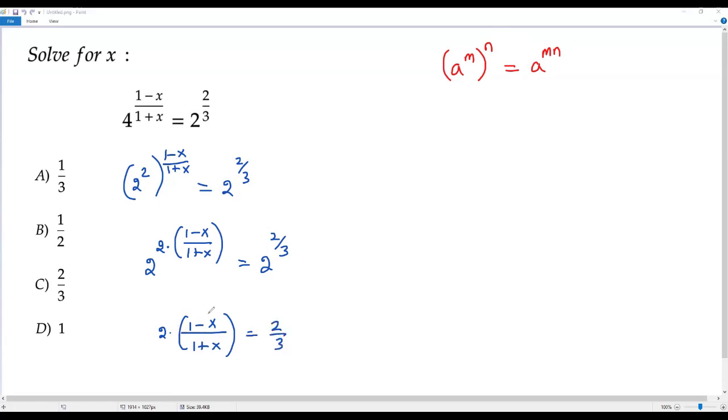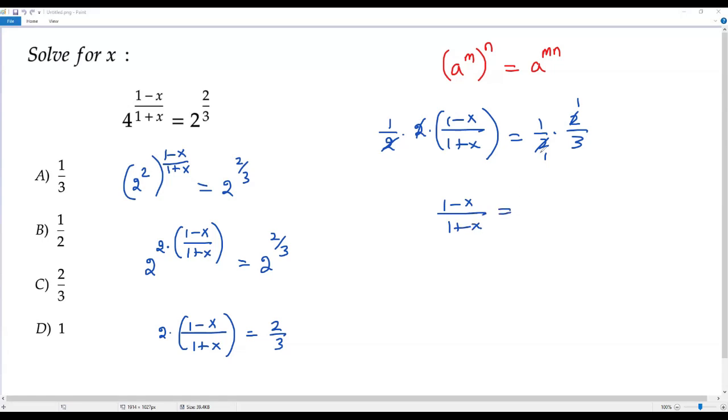Here on the left side, this stuff is multiplied by 2. On the right side also, we have 2 in the numerator. So by multiplying both sides of the equation by 1/2, I'll be able to cancel this 2 here and this 2 here. Multiply both sides of this equation by 1/2. That is 1/2 times (1 - x)/(1 + x) equals 1/2 times 2/3. So this 2 will cancel, and here also the 2 will cancel. So here 1 times this stuff will be (1 - x)/(1 + x) equals, and 1 times 1 is 1 over 1 times 3 is 3.